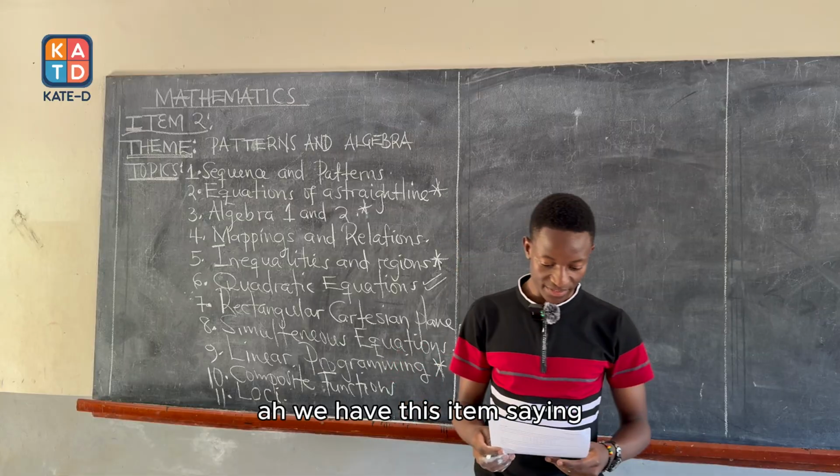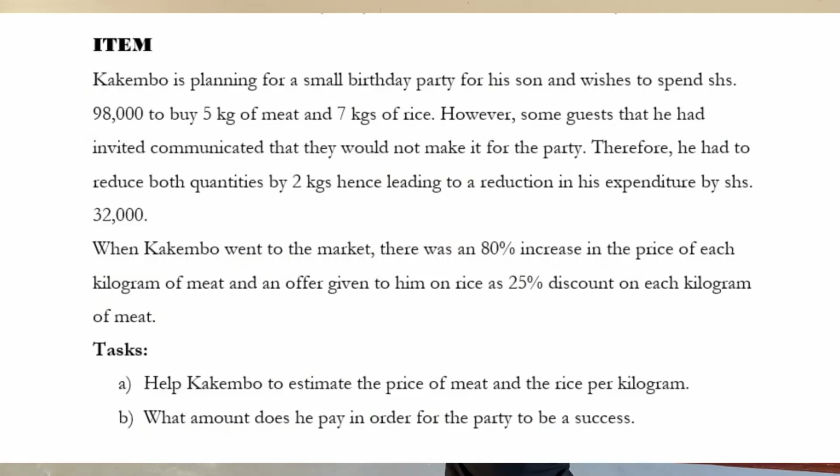We have this item saying, Kakembo is planning for a small birthday party for his son and wishes to spend 98,000 shillings to buy 5 kilograms of meat and 7 kilograms of rice. However, some guests that had been invited communicated that they would not make it for the party. Therefore, he had to reduce both quantities by 2 kilograms, hence leading to a reduction in the expenditure by 32,000 shillings.